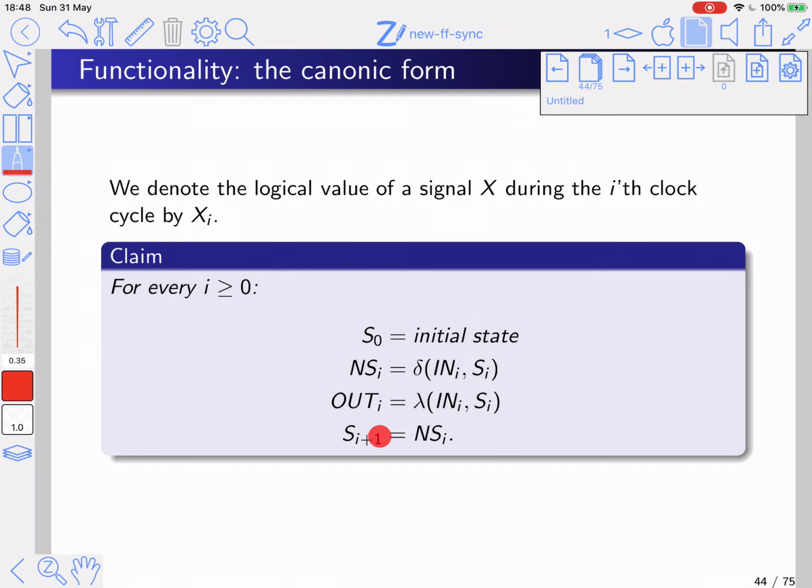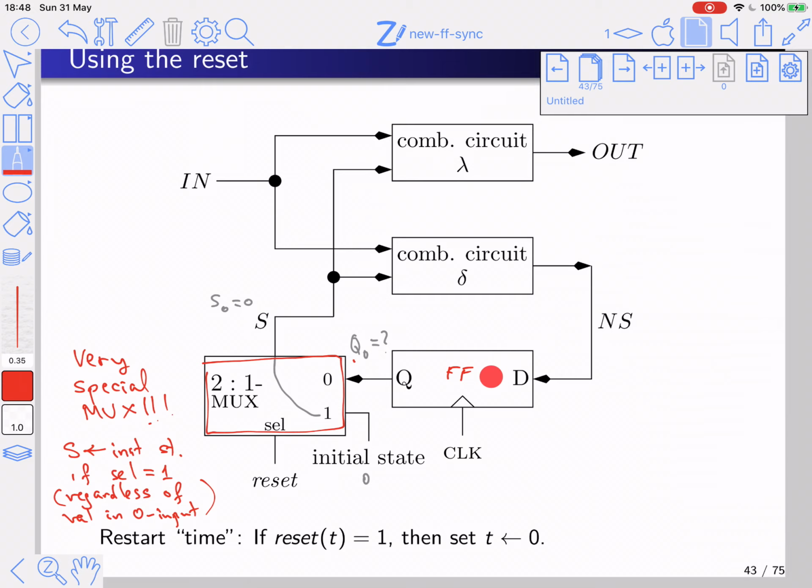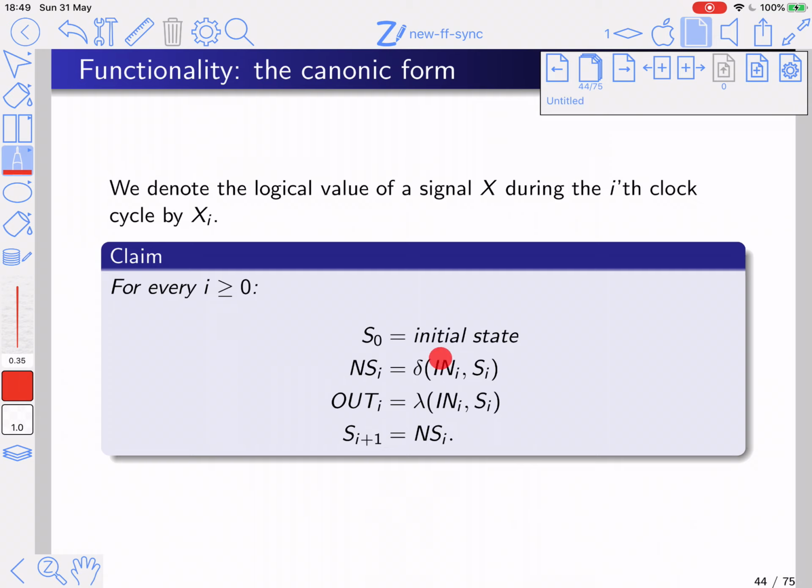And the flip-flop itself: S_{I+1} equals NS_I. This is the flip-flop. It samples NS_I, and it outputs S_{I+1}, which equals NS_I. And this mux, in the subsequent clock cycle, chooses this input because the reset will be 0. Okay, so we have a well-defined functionality of the synchronous circuit in its canonic form.